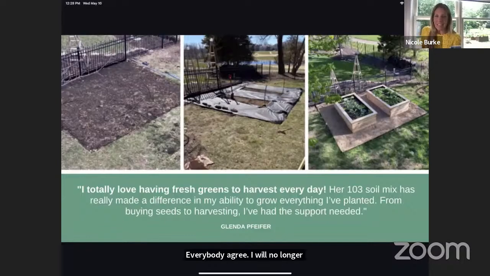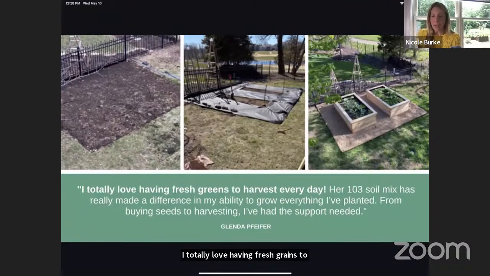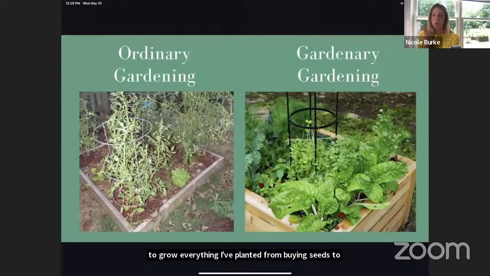Here is from Glenda. She said, I totally love having fresh greens to harvest every day. Her 103 soil mix, that's me, has really made a difference in my ability to grow everything I've planted. From buying seeds to harvesting, I've had the support needed. All right, so ordinary gardening to the left, gardenary gardening to the right. Who goes for the gardenary gardening? Does it sound better? Who is never going to plant too little again?